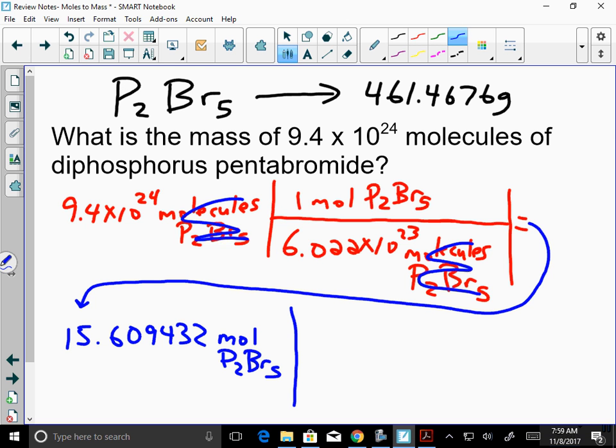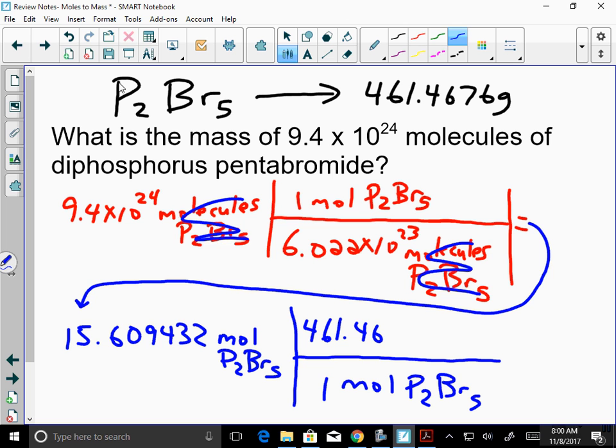Now, I'm not done yet, am I? I'm not done yet because I wanted a mass. Now I'm at moles, and I have to convert this to a mass. Well, when I have moles, I'm in the middle. When I'm going up to the mass, I know that I want 1 mole on the bottom to cancel. My molar mass was 461.4676 grams.